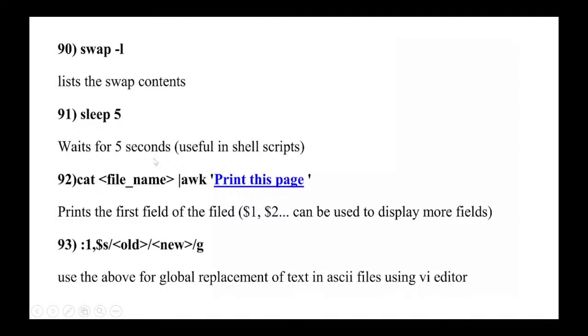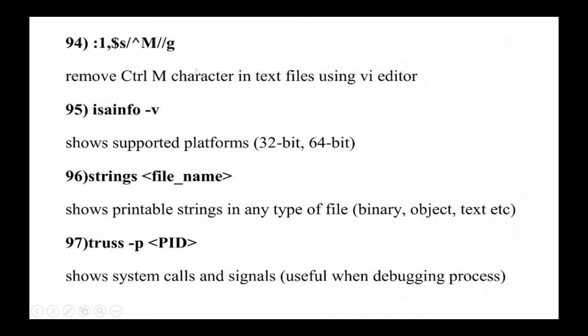sleep 5 waits for 5 seconds, useful in shell scripts. cat filename | awk '{print $1}' prints the first field of the file, that is $1, $2, up to $n. It can be used to display more fields. And :%s/old/new/g is used for global replacement of text in ASCII files using the vi editor. And :%s/^M//g removes control-M characters in text files using the vi editor.